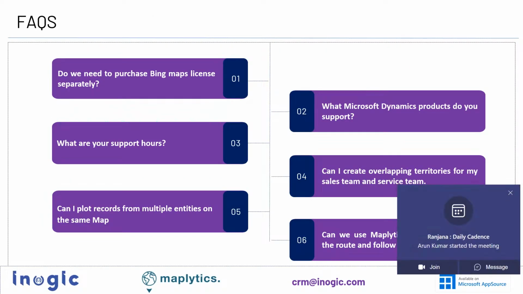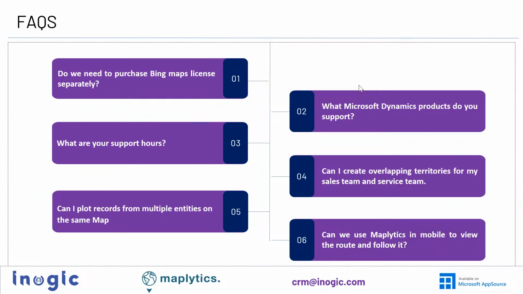The last part of this is FAQs. So let me cover the commonly asked questions. First, do we need to purchase the Bing Map license separately? No, you don't have to. It is all included in the license itself. Which products do we support for Microsoft Dynamics? We support the CRM as well as the Dataverse.